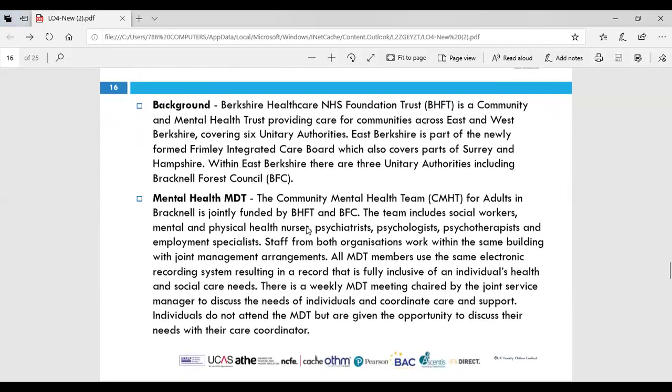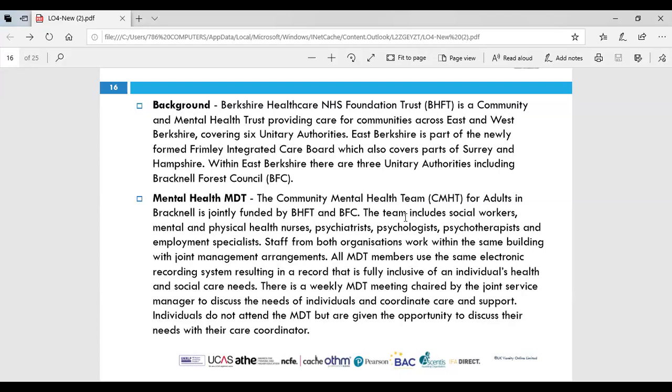So you have a mental health multidisciplinary team here, which is for the community and for adults in Bracknell, and it's jointly funded by BHFT and BFC. This has a multidisciplinary team approach where you have social workers, physical health nurses, psychiatrists, psychologists, psychotherapists, and employment specialists. They're all working towards the quality care of the patients.